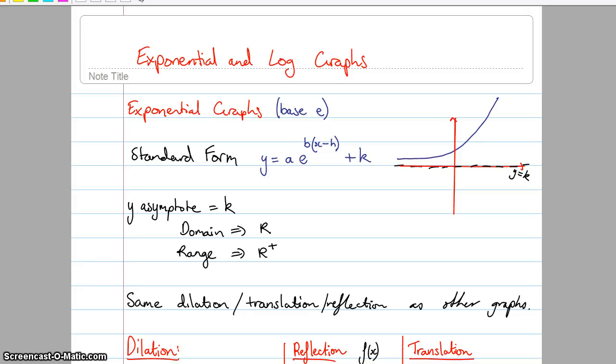G'day and welcome to the series on exponential and log graphs. This video here will deal with exponential graphs and the next one will probably deal with log graphs. Now I'm going to use base e. Remember we looked at e in the other lesson.